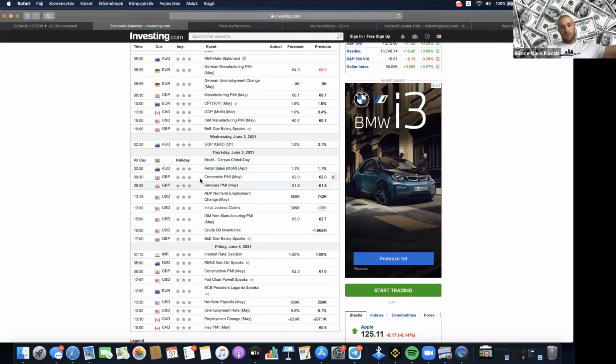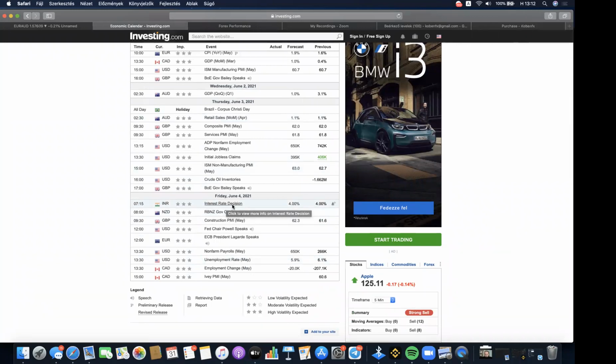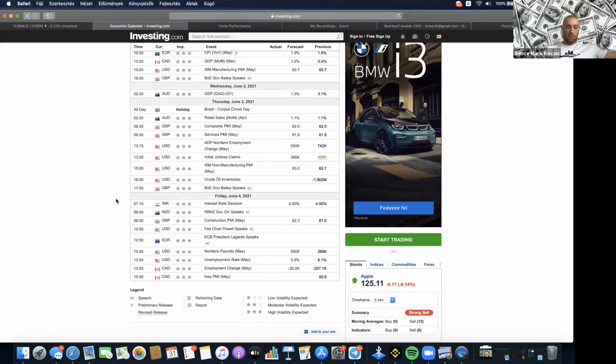Thursday, you can see we have lots of news from the USA and also lots of news from the UK, one from Australia. And you see, this is the week that is most of the time crazy and extremely volatile. We can expect wide moves. Hopefully, the price follows the technical analysis and the move that we are expecting.